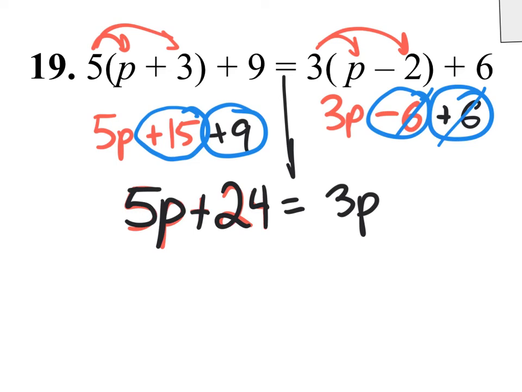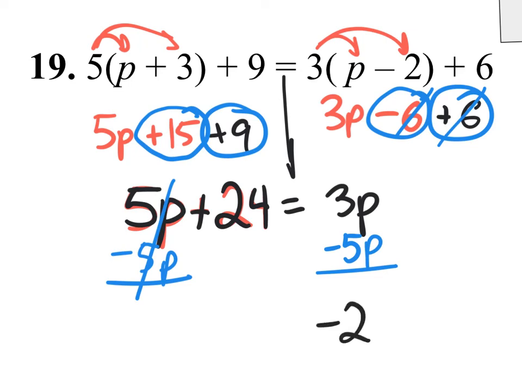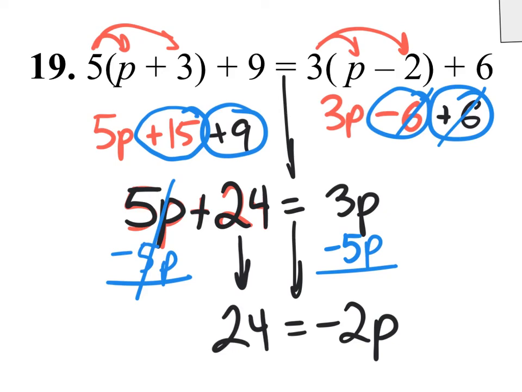I am going to get rid of the 5p by subtracting 5p. That'll cancel out. What I do to one side, I do to the other side. 3p take away 5p. That's kind of like if I had $3 and I owed $5. I can't completely pay them off. I will still owe $2, 2 of those p's. The equal sign again comes down. The 24 comes down. Here's my new equation.